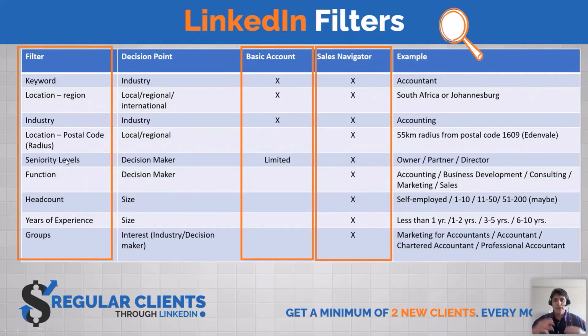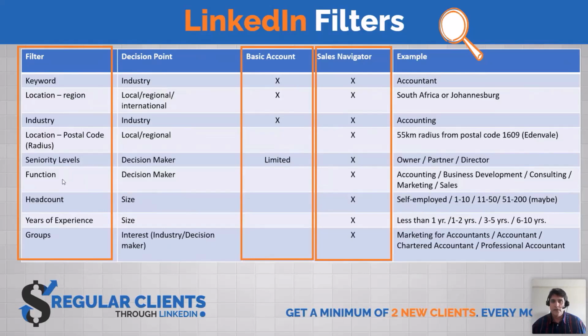Seniority level, so this allows you to pick people who are owners, partners, directors, etc. of companies. You've got the job title as well, which will allow you to also find the right people. The function, that's what people do in the company.